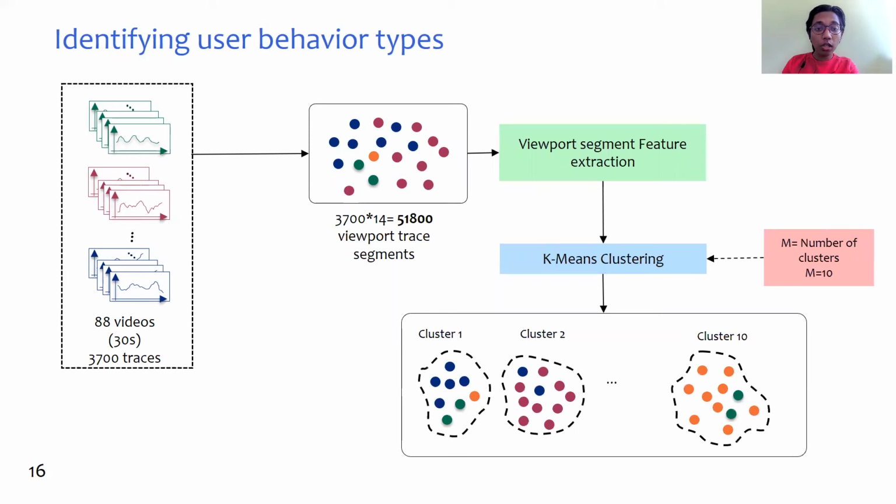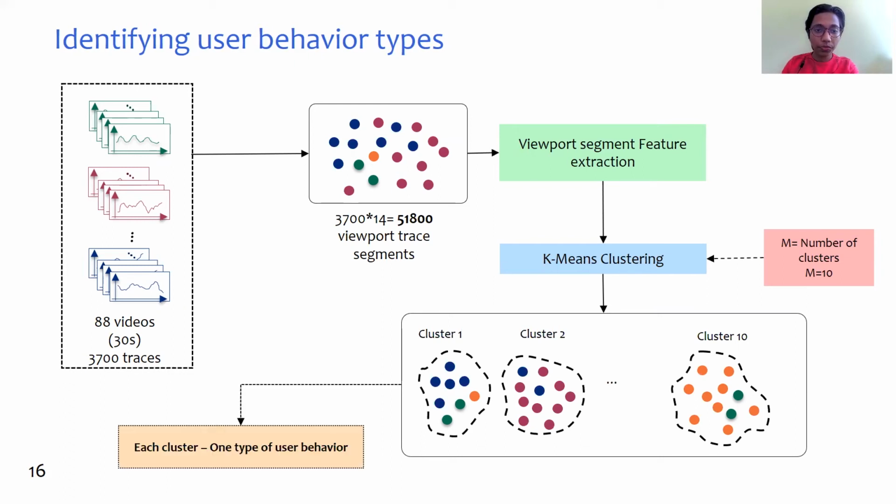We pass all of these viewport trace segments through our feature extraction and clustering process to yield 10 clusters. We identify each cluster as a unique type of user behavior, which has a unique combination of spatial and motional features. We identified 10 as the optimum number of clusters for this dataset using a Davies-Bouldin score analysis. Please refer to our paper for further details on this.